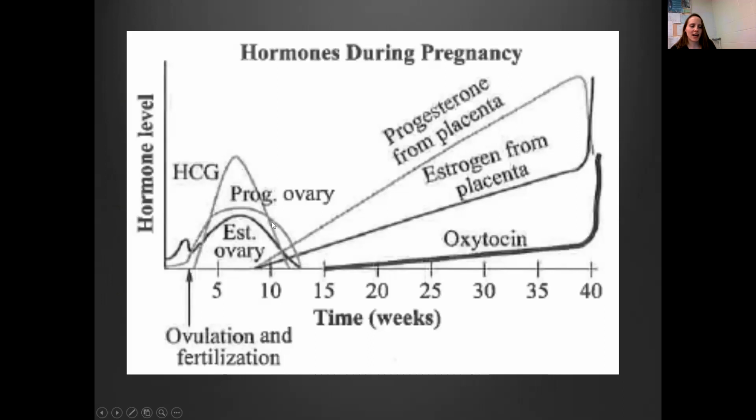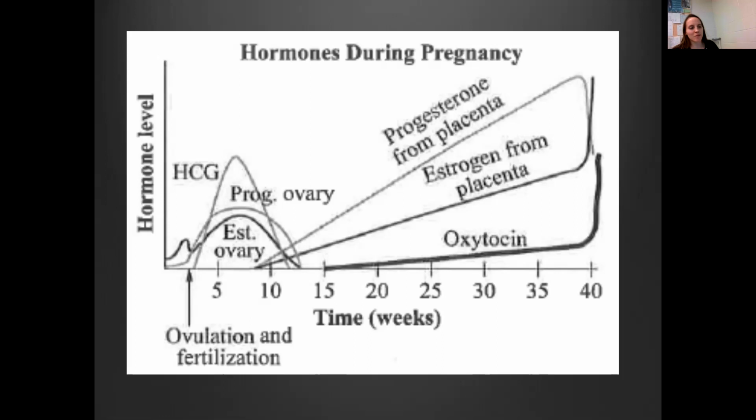So this chart just kind of shows how different hormone levels change over time. So obviously we have this big increase in HCG shortly after fertilization when implantation happens. That HCG will make sure that we're getting lots of progesterone and estrogen from the corpus luteum inside the ovary. So that's what this early section is talking about here, is progesterone and estrogen from the corpus luteum in the ovary.